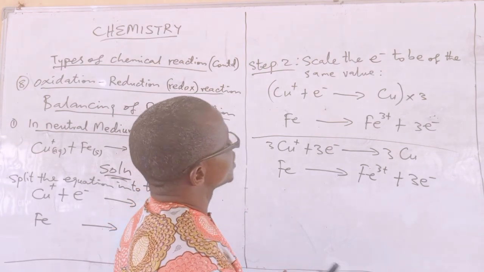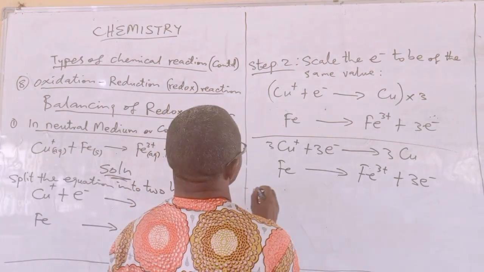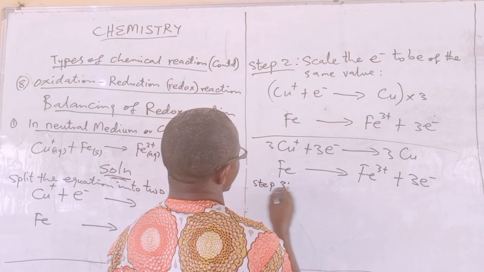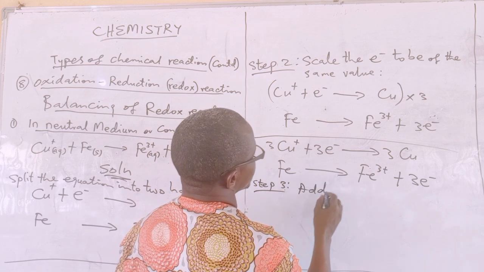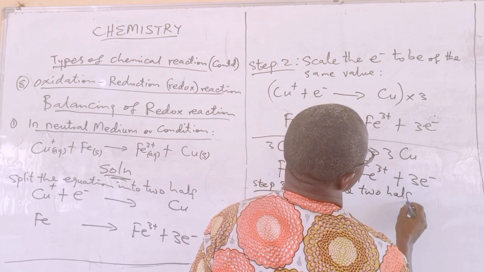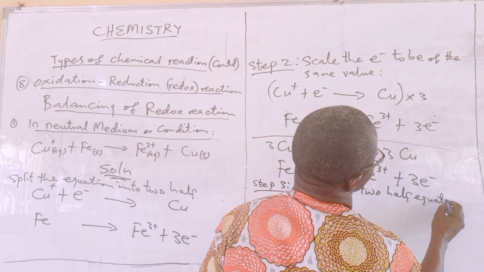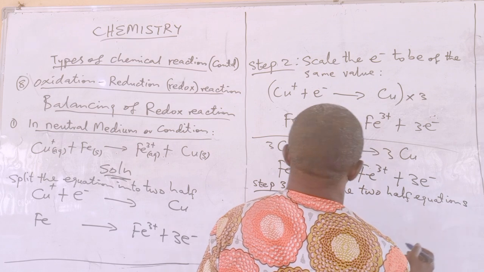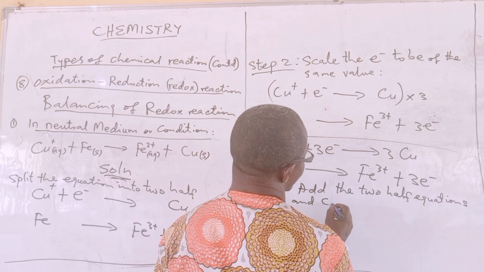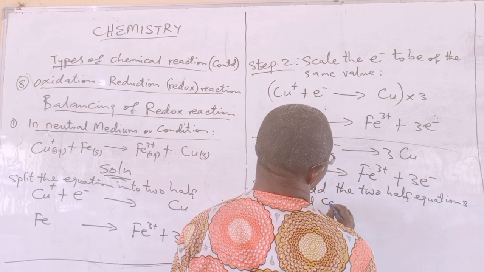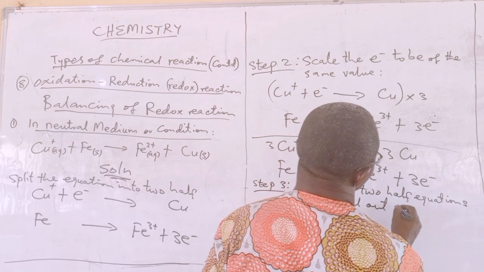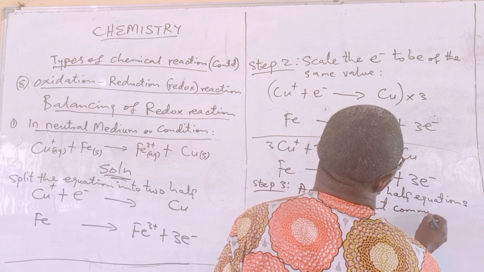Now, the next step is step 3: add the two half equations and cancel out common terms.